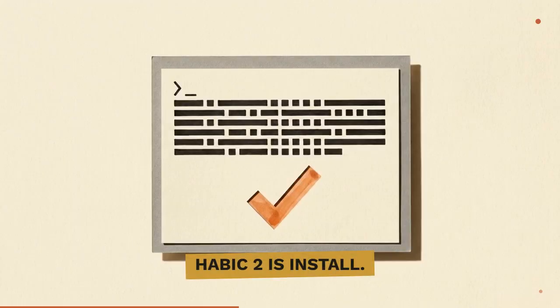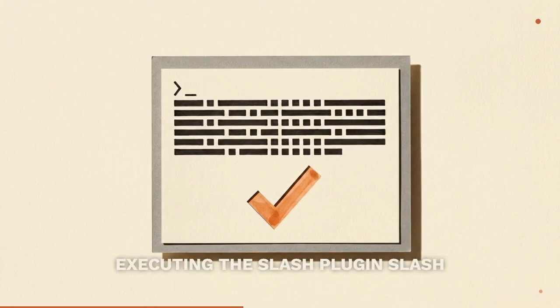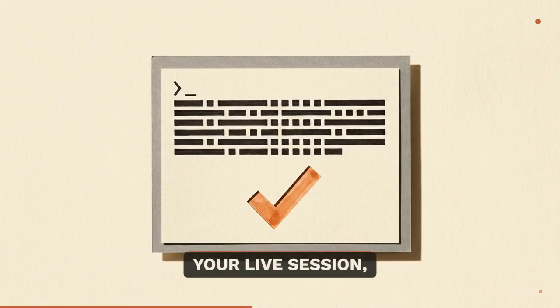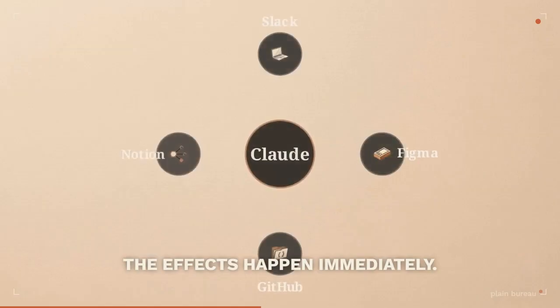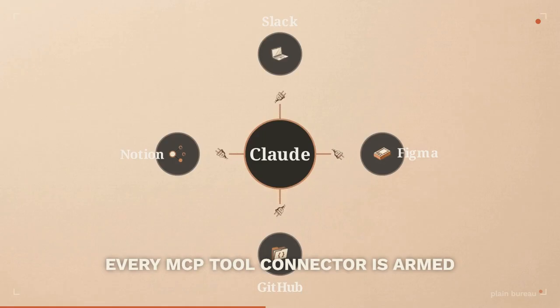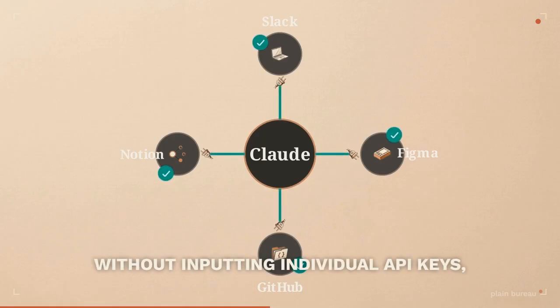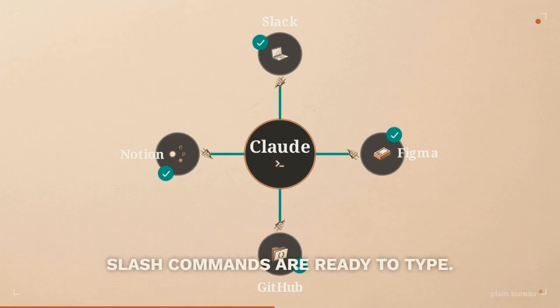Habit 2 is Install. Executing the /plugin install command drops the entire bundled toolkit straight into your live session, bypassing manual configuration entirely. The effects happen immediately. Every MCP tool connector is armed without inputting individual API keys, and custom slash commands are ready to type.